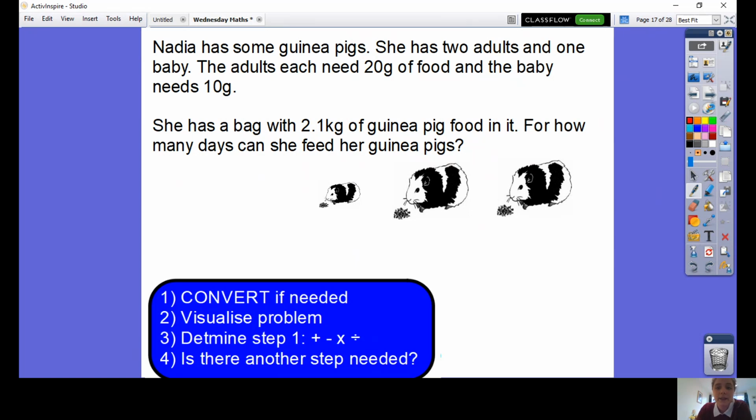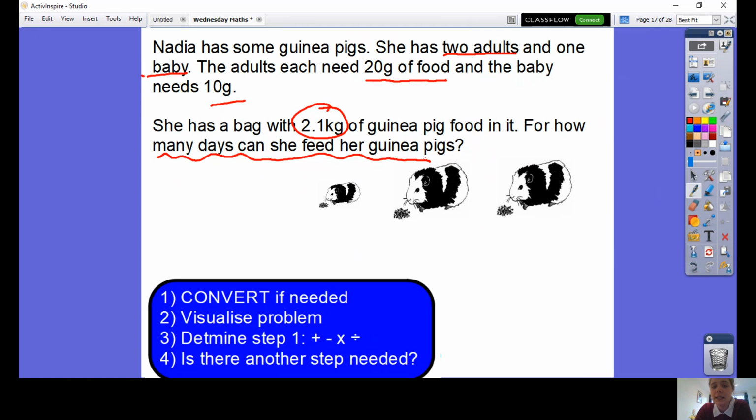Nadia has some guinea pigs. She has 2 adults and 1 baby. The adults need 20 grams of food and the baby needs 10 grams of food. She has a 2.1 kilogram bag of guinea pig food. For how many days can she feed her guinea pigs?